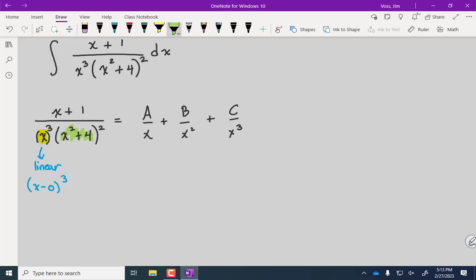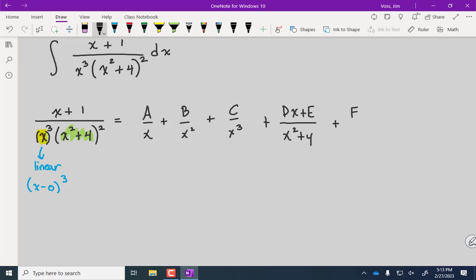So what we're going to set up then: for any linear factor, it's always going to be a constant up top. And for any quadratic, it's going to be a linear up top. So this is going to be Dx plus E. But we have to have a fraction for each power, so we have to have one more fraction.